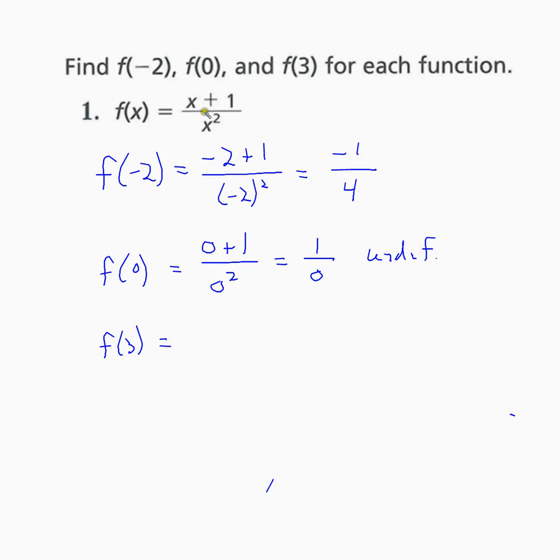Finding f of 3 just means we're going to put 3 in for x. So 3 plus 1 over 3 squared, and we get 4 over 9. And so that's evaluating at those different spots.